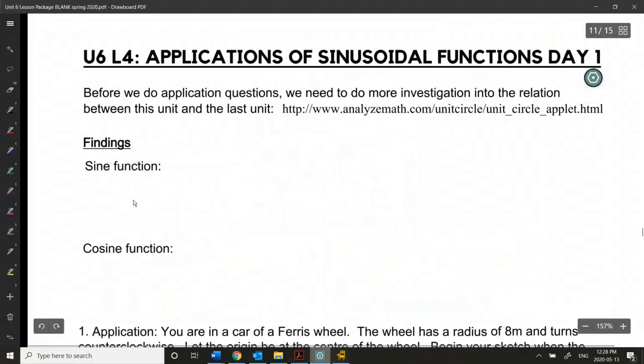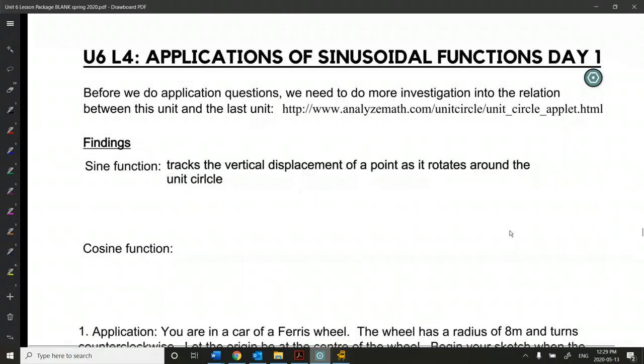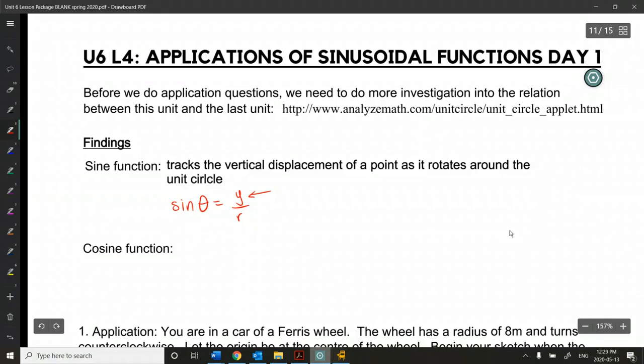Okay, so basically our findings are this. Our sine function essentially tracks the vertical displacement of a point as it rotates around the unit circle. And that's also because we know from our previous unit that sine of theta actually tracks y over r. So it makes sense that we should be tracking the vertical of a point because we're tracking the y, which is up and down. Okay, and then for cosine, we're tracking the horizontal displacement of a point as it rotates around the unit circle.